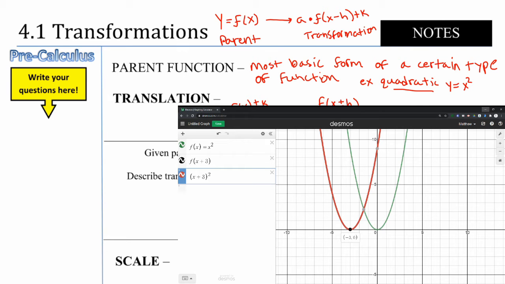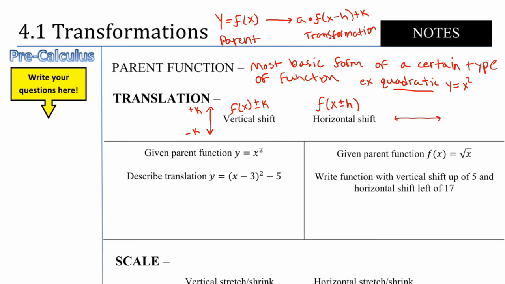And that's kind of counterintuitive, right? Because we were doing plus 3. So something to keep in mind for a horizontal shift is that it's going to shift in the opposite direction of whatever you just added. So if you're doing plus h, you're going to move to the left. If you're subtracting something, you're actually going to move to the right. I know it's a little funky, but with a little bit of practice, you'll definitely get the hang of it.